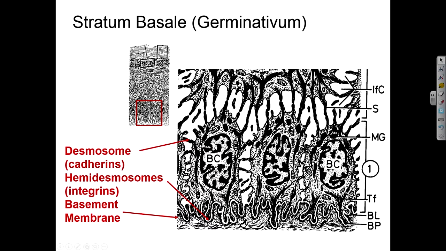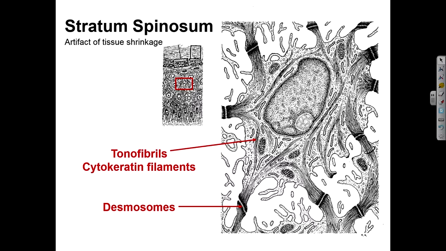So the next layer above the basale is the spinosum, the spiny cell layer. This layer of cells derives its name as an artifact of tissue shrinkage during preparation. When you take a piece of tissue for preparation of histological slides, first you fix it with formaldehyde or glutaraldehyde, and then you dehydrate it, usually in alcohol, to remove all the water. And during that dehydration process, the cytoplasm shrinks somewhat.